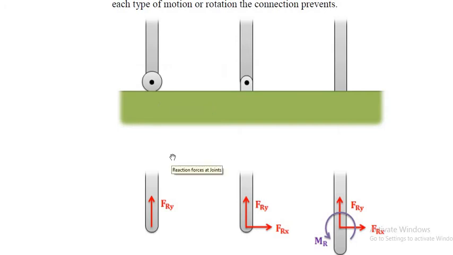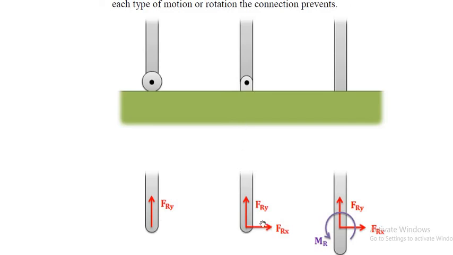Here, if you see in the left side in this figure, this roller support actually allows the rotation of this body, left or right, but the normal reaction in the vertical direction prevents motion in the upward direction. That means motion will be fixed, only the rotational motion will be there.